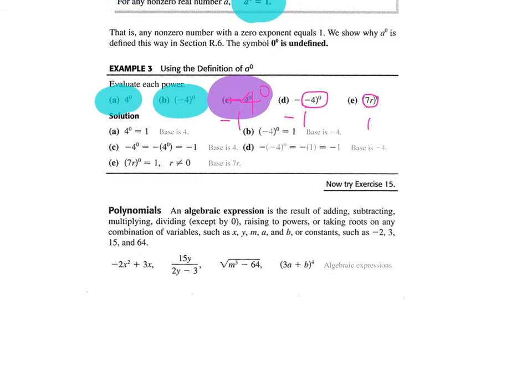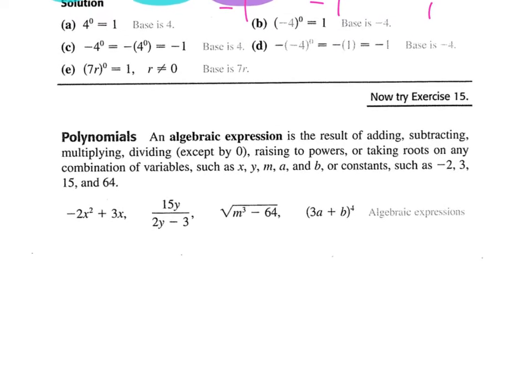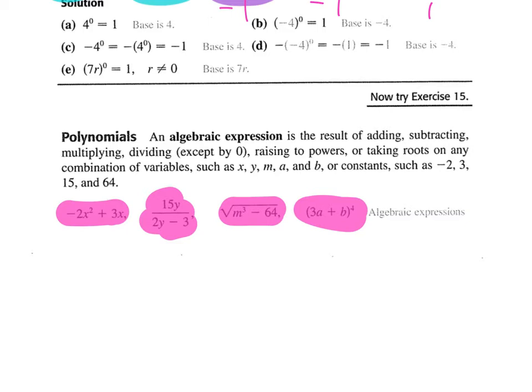Okay, then we get into polynomials, an algebraic expression that's the result of adding or subtracting. So each of these are examples, adding, subtracting, multiplying, or dividing. All of these are examples of polynomials. Poly just means many, so you can have a single term or many terms.